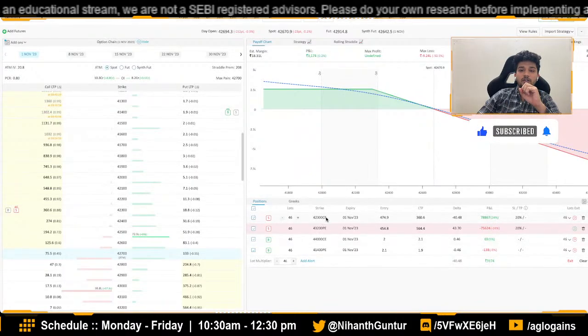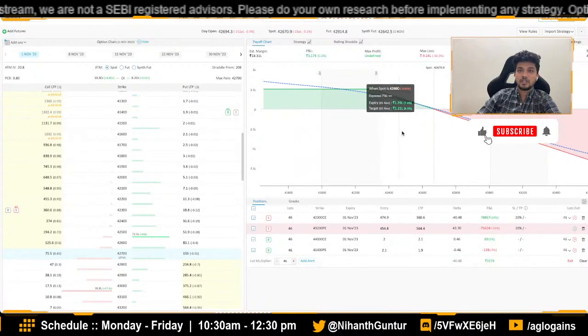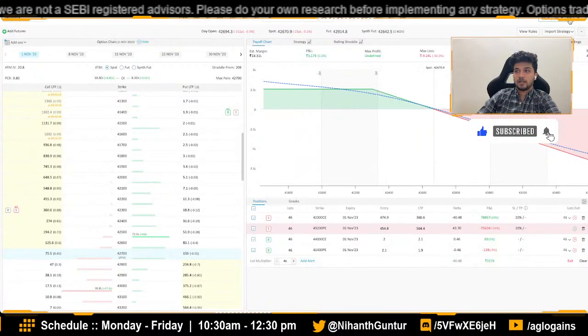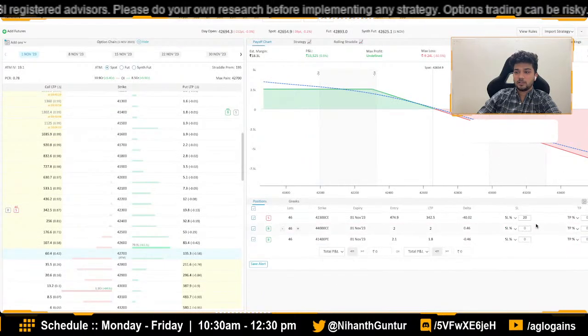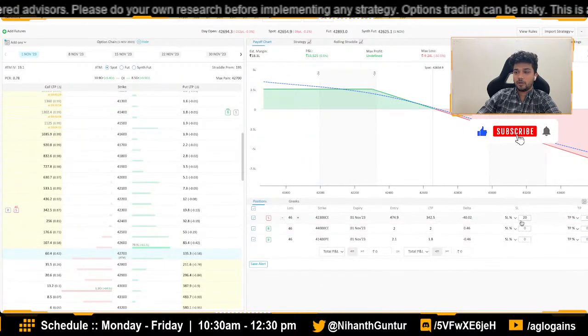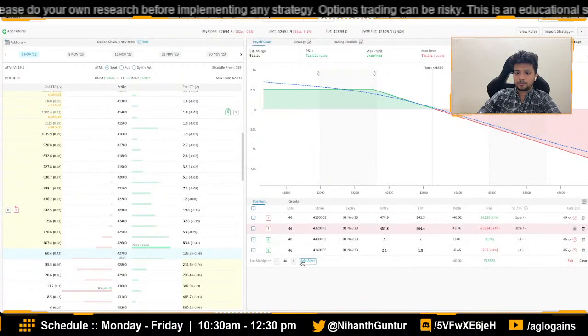Now we have a call sell, which means we need the market to start going down from here. But obviously, as we know today, that is something that did not happen. So we will be moving this stop loss to cost. Okay. So I'll just put it as 1 point. Okay. Save alert.